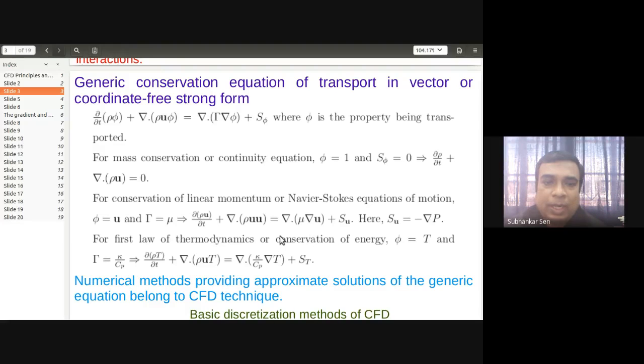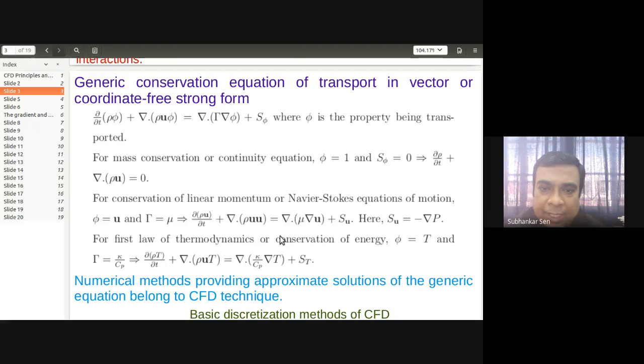So in this case, what happens if you put phi equal to boldface u, then this unsteady term is del del t of rho u plus divergence of rho boldface u into, again phi means this is boldface u, so this is divergence of rho boldface u, boldface u. So this is the momentum flux. So this is a second order tensor.